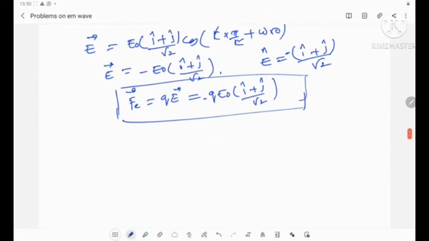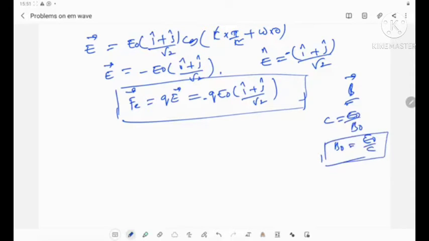Then I have to find the force due to the magnetic field. First I have to find the magnetic field vector B bar. Before that, what is its amplitude? That amplitude is nothing but B naught. Here c is equal to E naught by B naught, therefore B naught is equal to E naught by c. This is the amplitude.